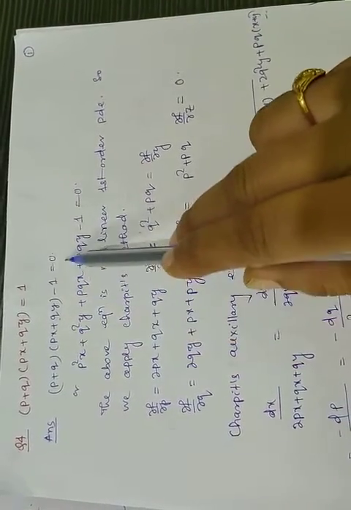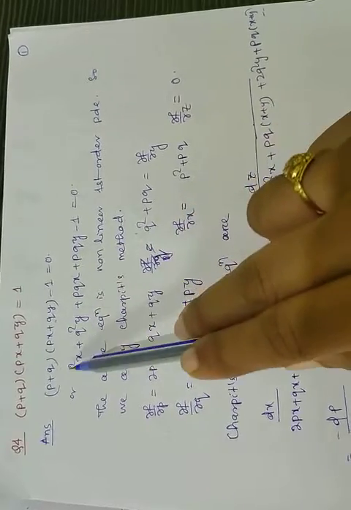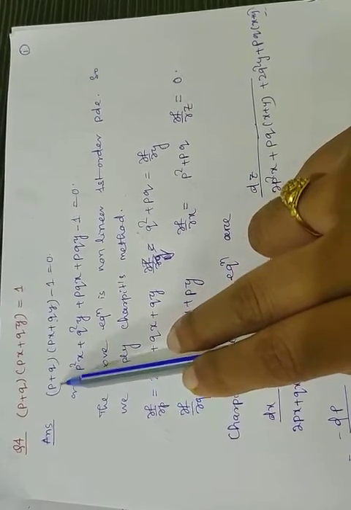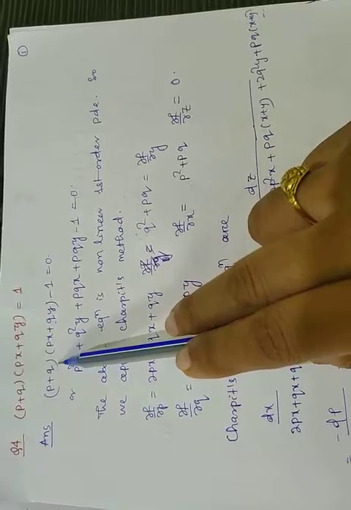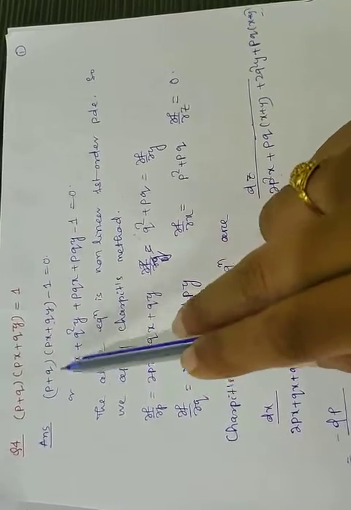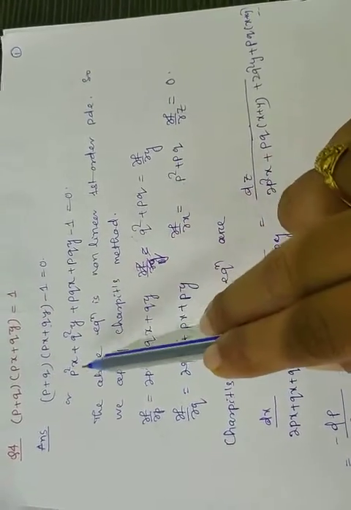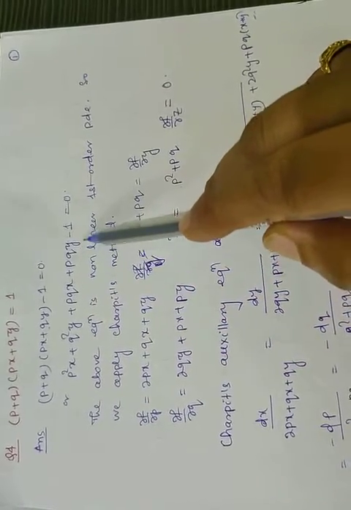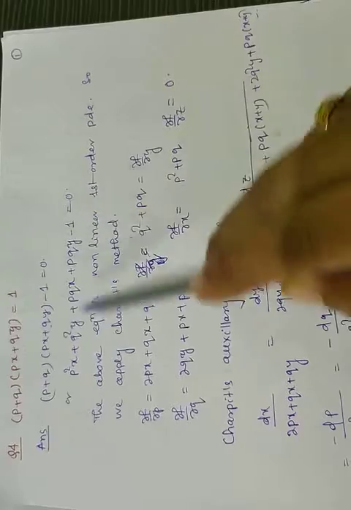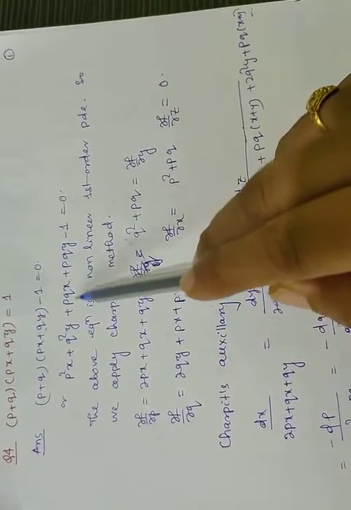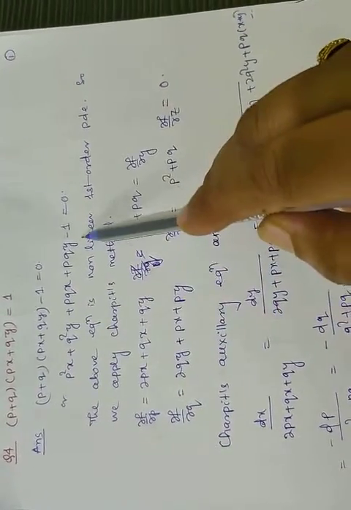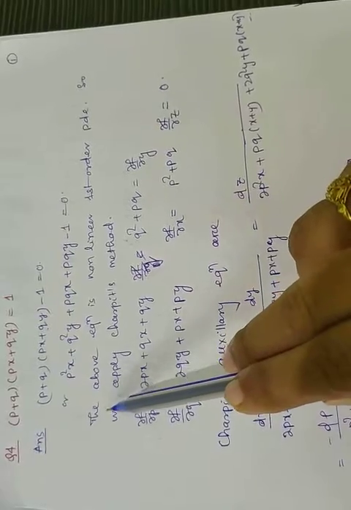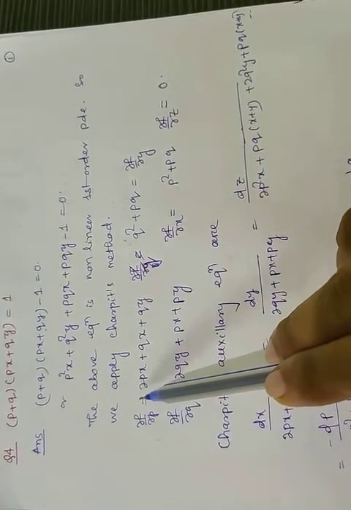It is a nonlinear first order PDE because the partial derivatives are of first order and there are product terms. If we multiply this out, we get p²x + q²y + pqx + pqy - 1 = 0. There are product terms of p and q, so it is a nonlinear first order PDE. Hence we apply the Charpit's method.